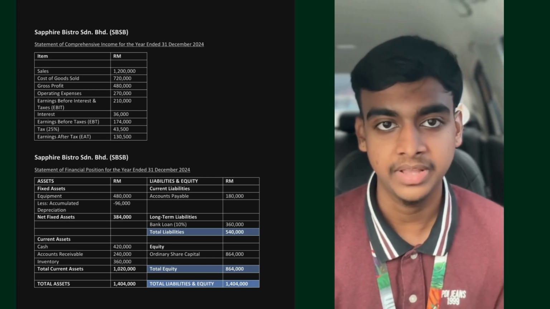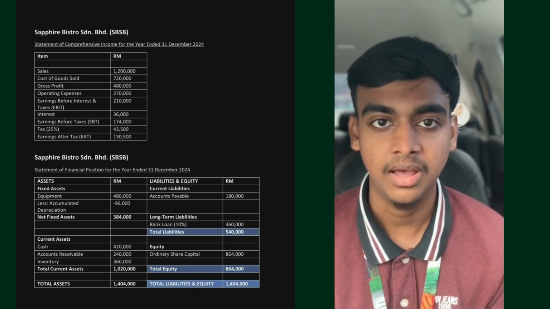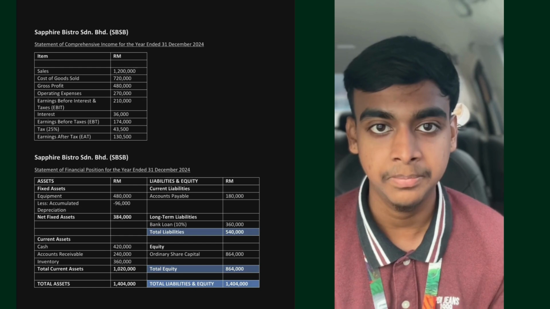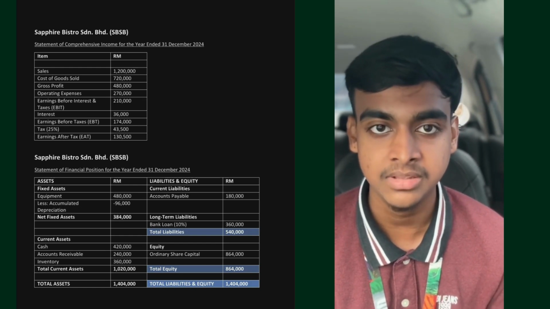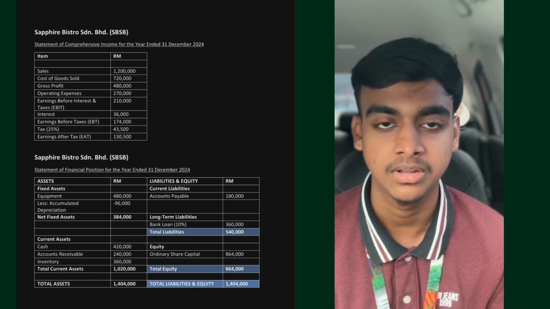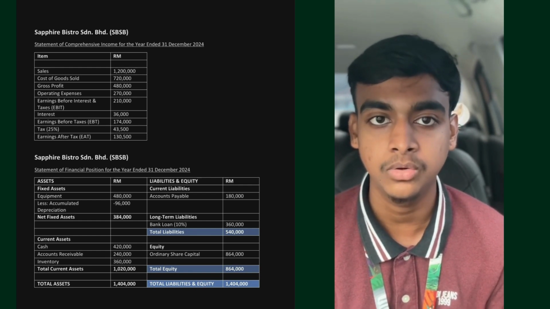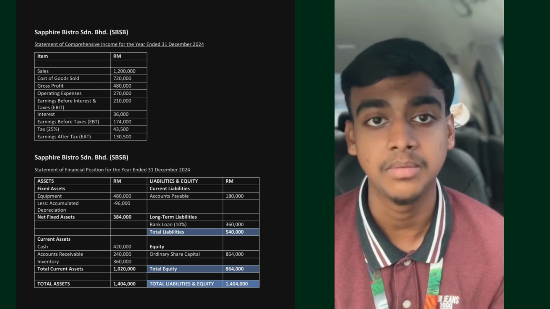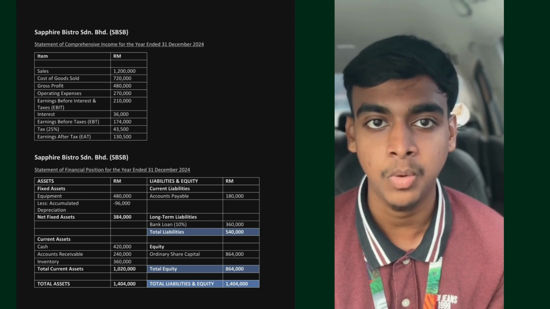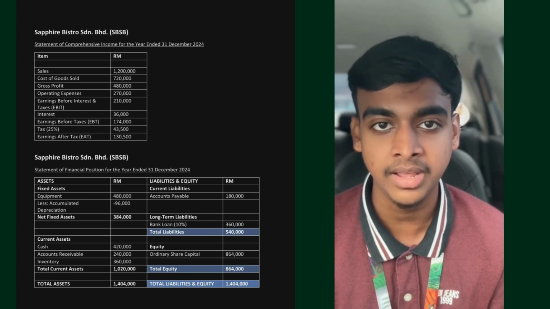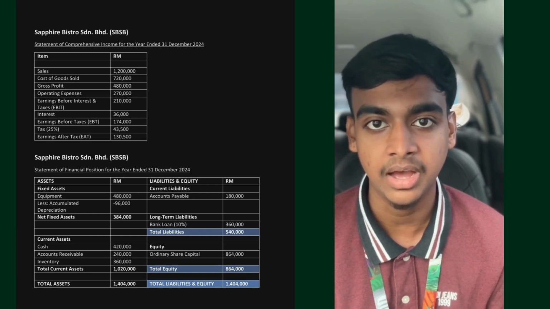Now I am going to talk about the assets. Equipment 480,000. Less accumulated depreciation 96,000. Net fixed assets 384,000. Cash 420,000. Accounts receivable 240,000. Inventory 360,000. Total current assets 1,020,000. Total assets 1,404,000. Liabilities and equity.